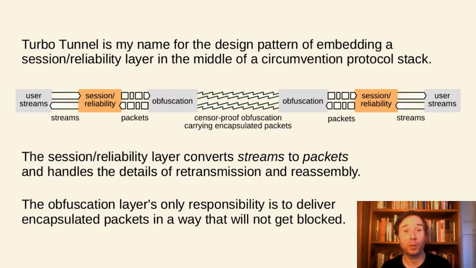Now, in a typical contemporary circumvention system, you receive a bunch of user streams, perhaps over SOCKS, and you pass those into some circumvention layer, and then that circumvention layer transforms them in a way such that they won't get blocked by a censor. In a turbo tunnel design, there's an additional protocol layer, that session/reliability layer. That is what receives the user streams, and it takes those streams and breaks them up into packets. It attaches sequence numbers. It handles things like timeouts and retransmissions. And then it passes those packets into the obfuscation layer. The obfuscation layer's only responsibility is to deliver those packets in a way that doesn't get blocked by the censor.